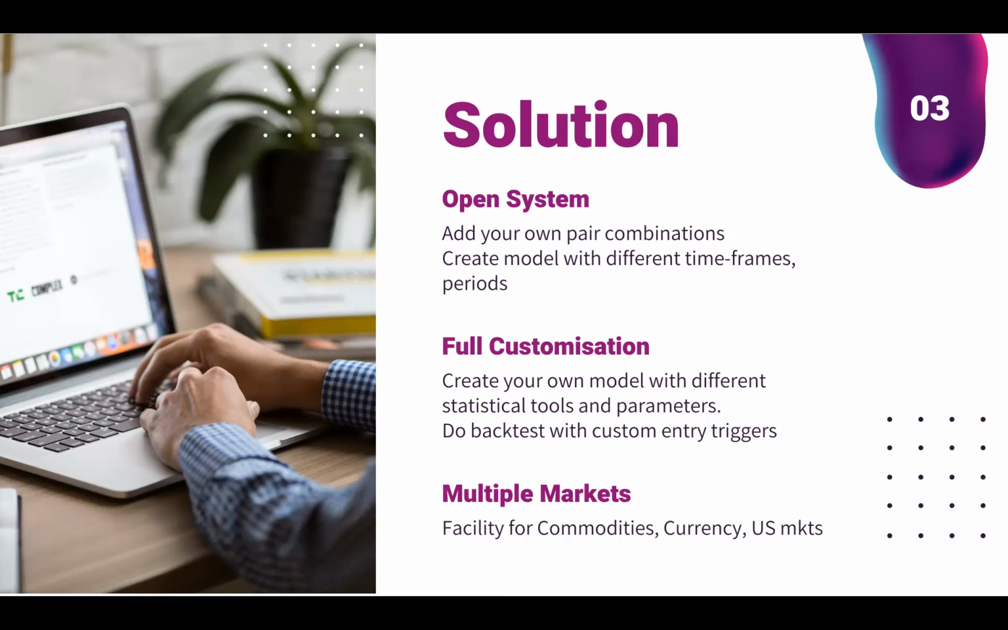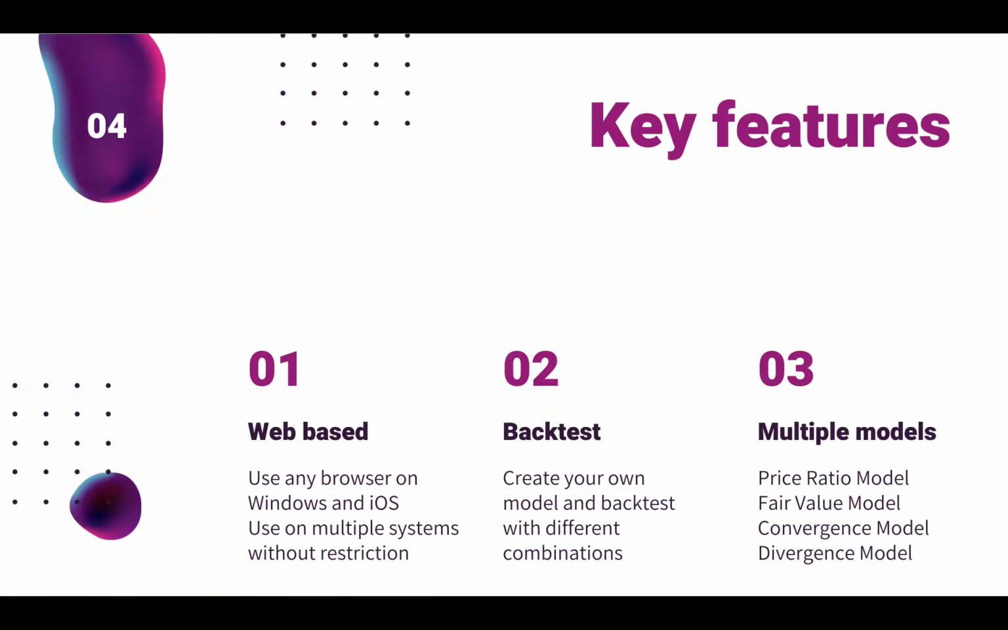And you can do backtesting with different custom entry triggers. I want Cointegration to be there. I want Hurst to be there. I want other things also. We'll look into that. And also multiple markets like commodities, currencies, and the US market. So we'll just look at the key features.